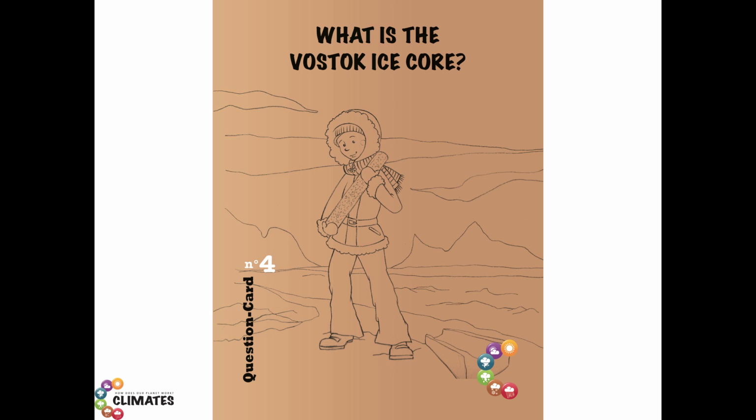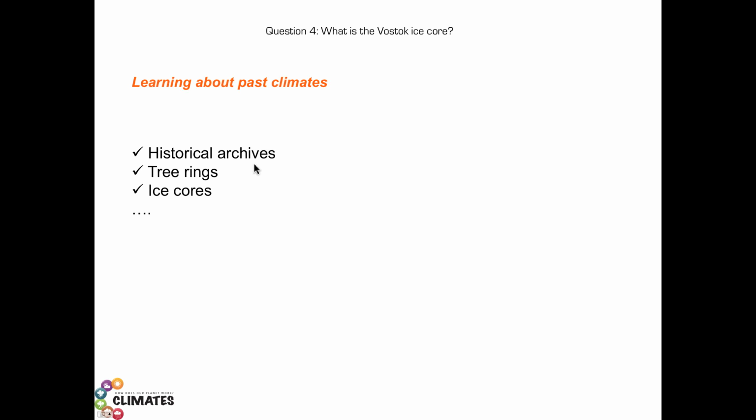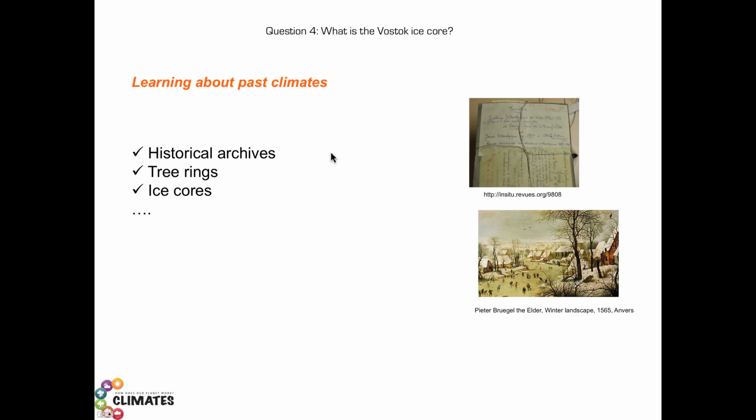Question number 4 is, what is the Vostok ice core? But before talking about Vostok, scientists can look to the past several centuries and millennia for information about the climate of the Earth through historical archives. For example, in ancient texts or with paintings, such as this one from Peter Bruegel the Elder, exhibiting a cold winter in 1565 in Belgium. This cold climate was present in Europe and North America between the 14th and the 19th century.